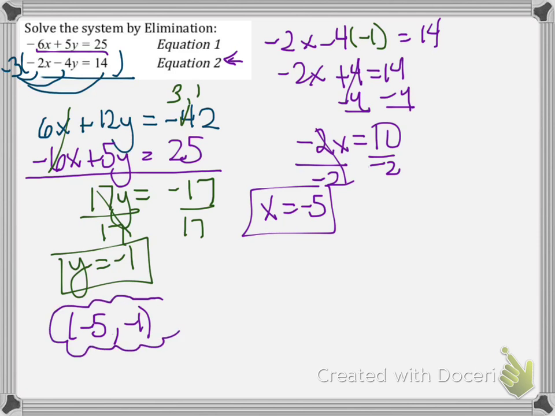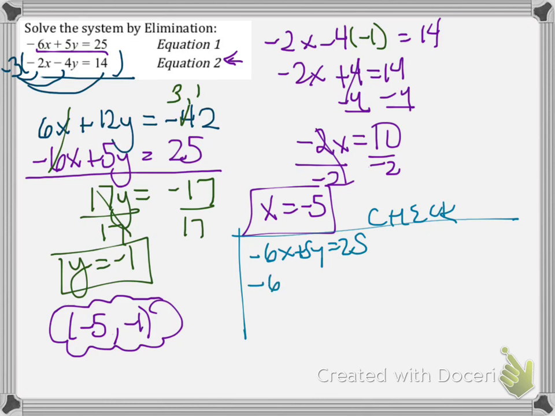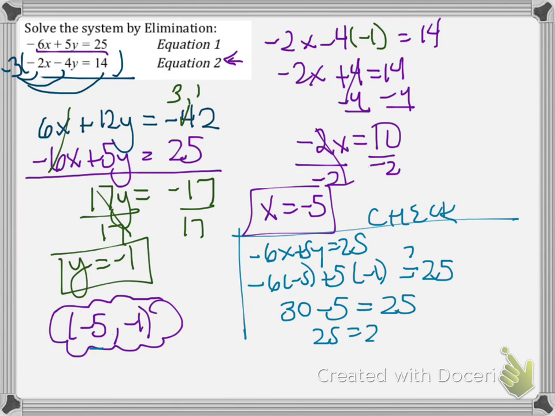Now, of course, I should do a check and make sure this works. Let's do a check real quick. We'll plug it into the first equation, negative 6x plus 5y equals 25. So negative 6 times our x value, which is negative 5, plus 5 times negative 1. Does that equal 25? This is 30 minus 5. Does that equal 25? Yes, 25 equals 25.